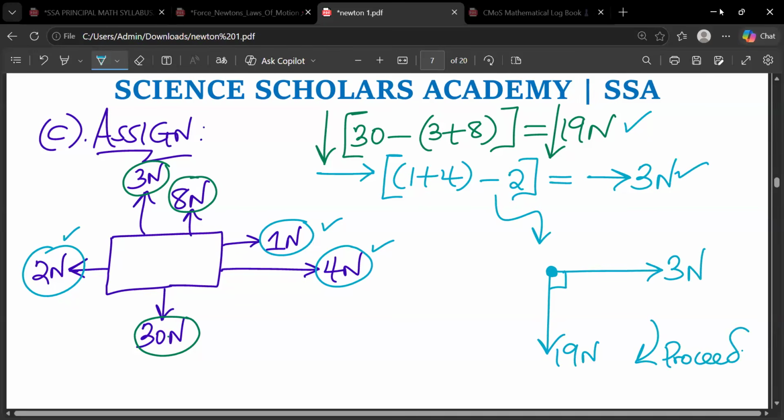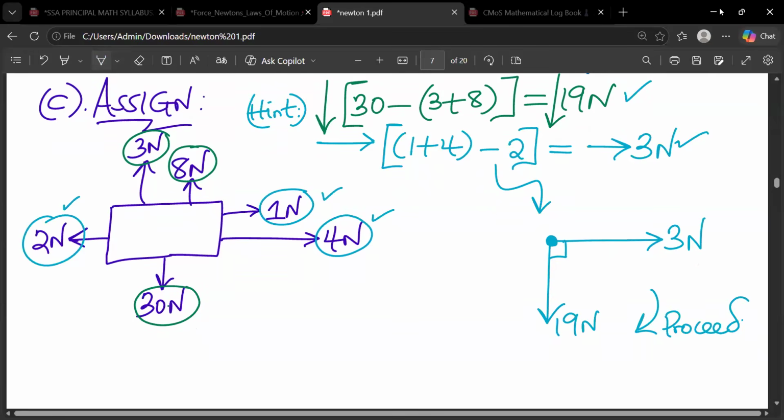Okay? So that is the simple hint. So don't think things are hard. They are not at all. So that's the hint. Then proceeding shall be your assignment.